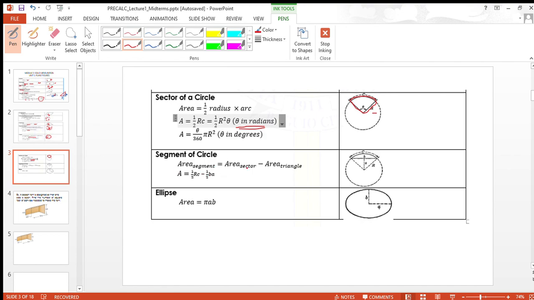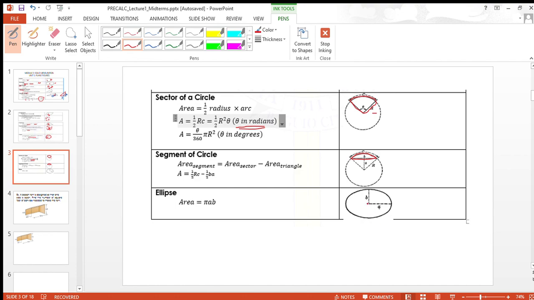And then for the segment of the circle, the sector is the slice of the pizza. The segment is this small part here. In the pizza, that's the end of the crust. So the standard formula for that is just to get the area of the sector minus the area of this triangle. And then for the ellipse, the area is pi AB.